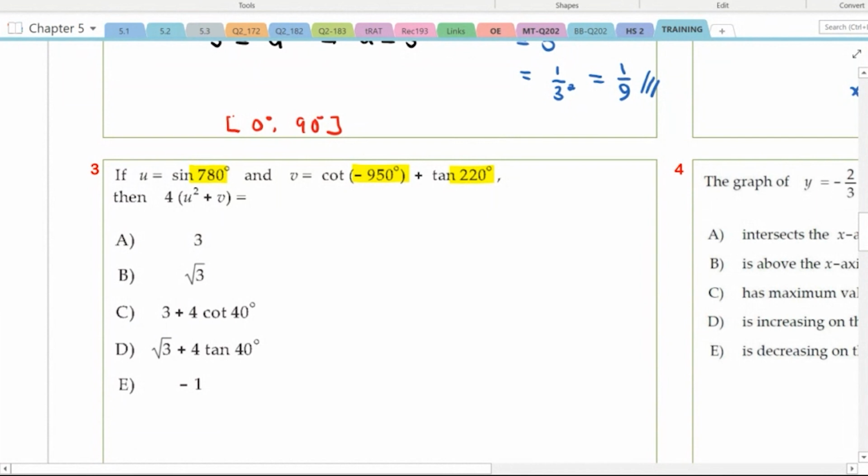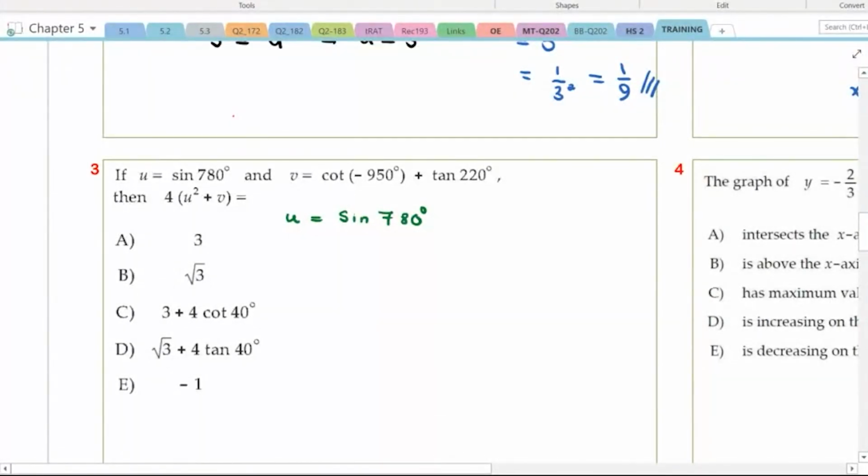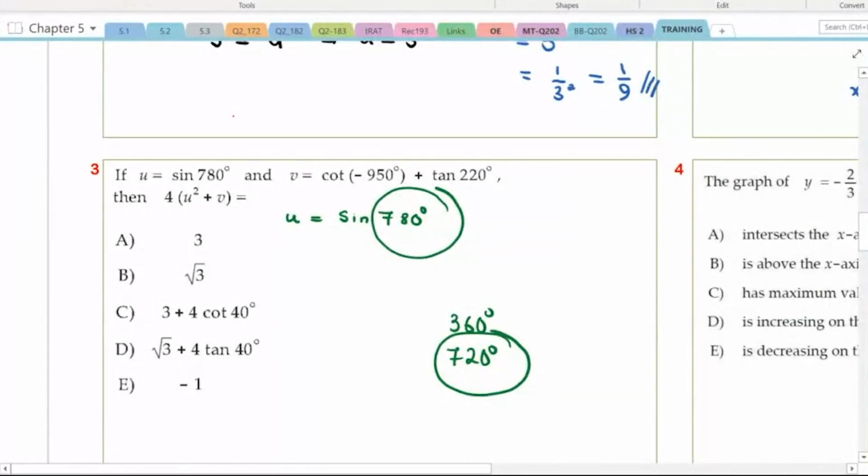And if you do, life becomes easier and you are going to minimize mistakes. So let us begin with u. Here we have u equal to sine of 780 degrees. Now you will agree with me that 780 degrees means that we have gone around the circle more than one time. As a matter of fact, when you go around the circle one time, it's 360 degrees. When you go 2 times, that is going to be 720. And you can see that 780 is greater than 720. That means we have gone around the circle more than 2 times.